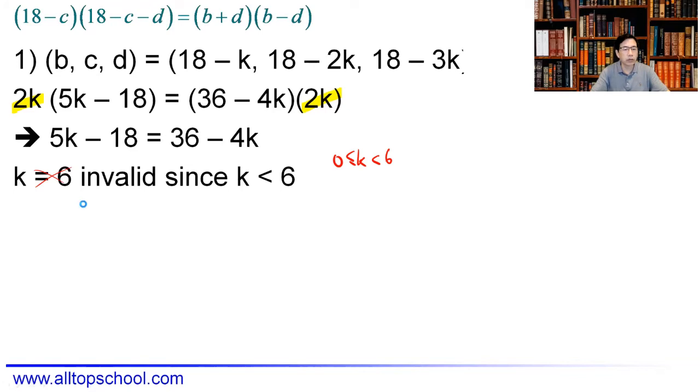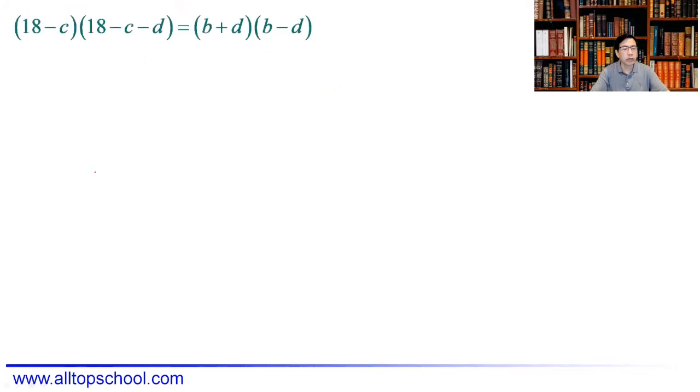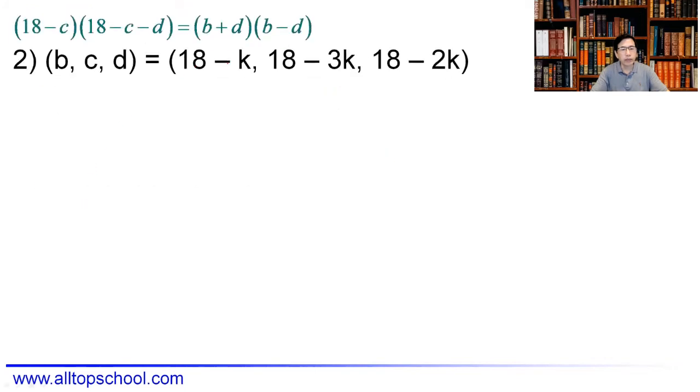So that's one. Second case, we're gonna keep the first one as it is, switch the other two, 3K and 2K. Gonna do the same thing, plug in. 18 minus C, the middle one is 3K. 18 minus C plus D, there will be 5K still, 5K minus 18. B plus D, that will be 3K.